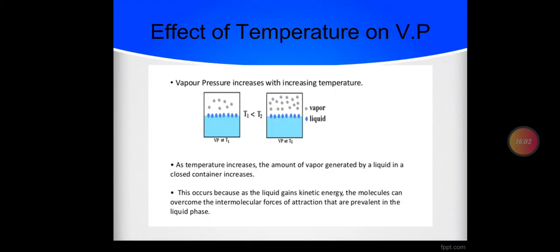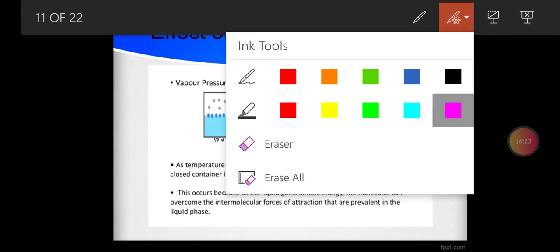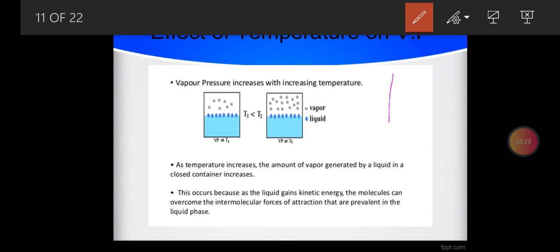Effect of temperature on vapor pressure. There is a direct relationship between temperature and vapor pressure. The reason behind this is that as temperature increases, evaporation increases, and if evaporation increases, vapors increase, and if vapors increase, vapor pressure increases.